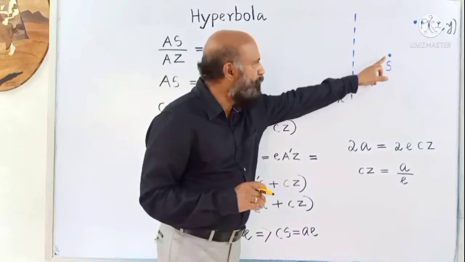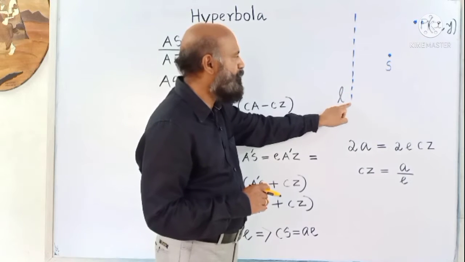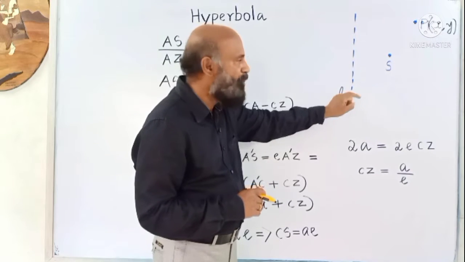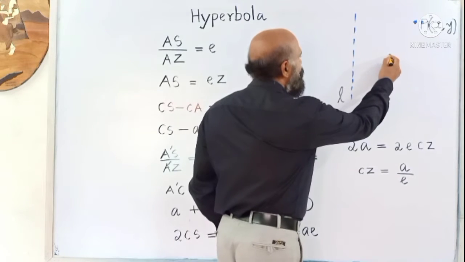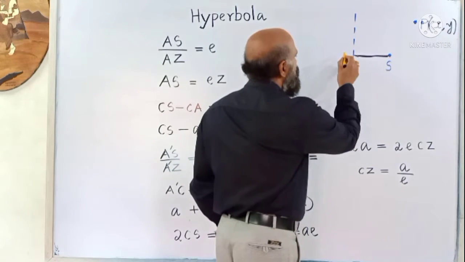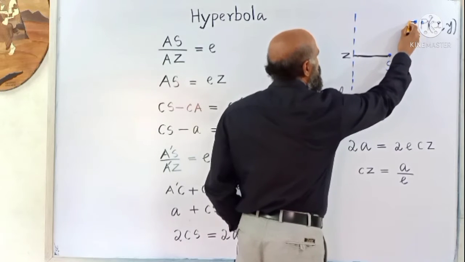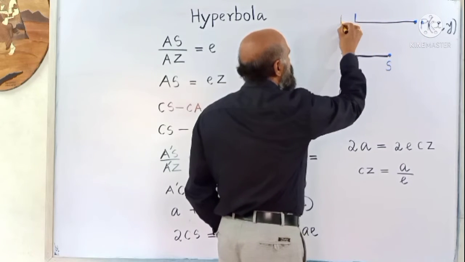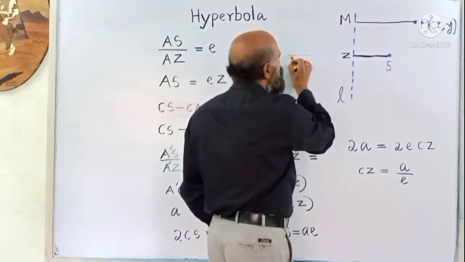This is the fixed point. S is the fixed point. This is the fixed line. Fixed line is called directrix. Fixed point is called focus. From S, you drop a perpendicular to the directrix. That meeting point, let it be Z. From P, you drop a perpendicular. That meeting point, let it be M.